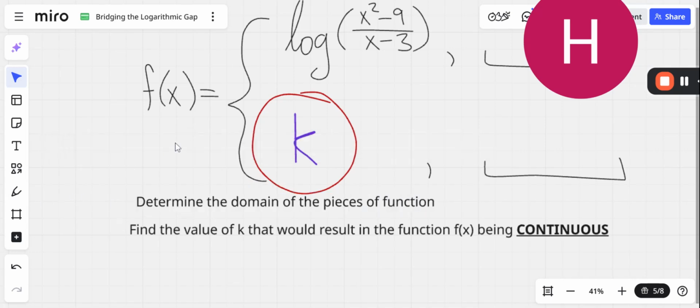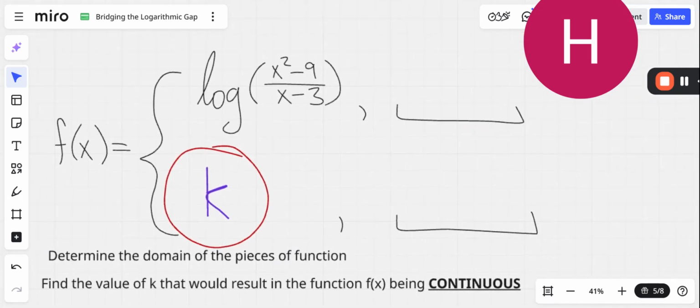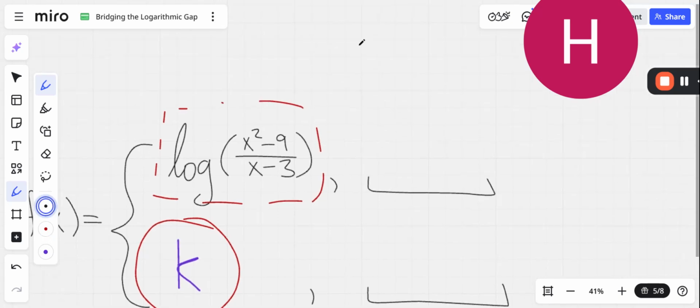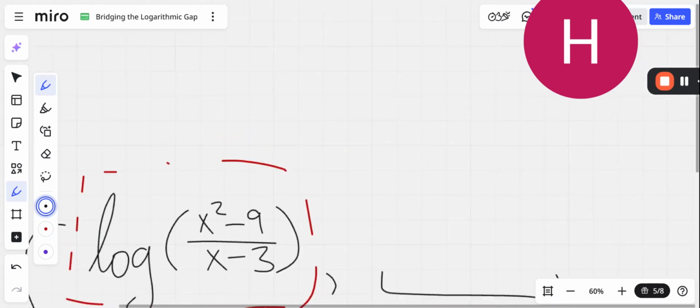Okay. So we want to make this continuous. Let's take a look first at this piece, which is going to be represented for most of the function. That's because a logarithm has plenty of values, right? It takes on plenty of values. Let's look a little bit deeper into this logarithm.